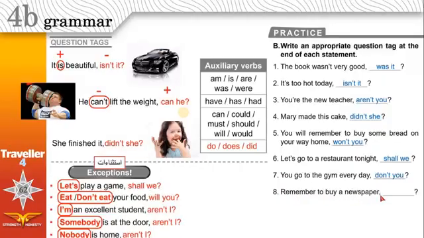Remember to buy a newspaper. Remember is a verb, just like eat your food. Remember to buy a newspaper. Will you?